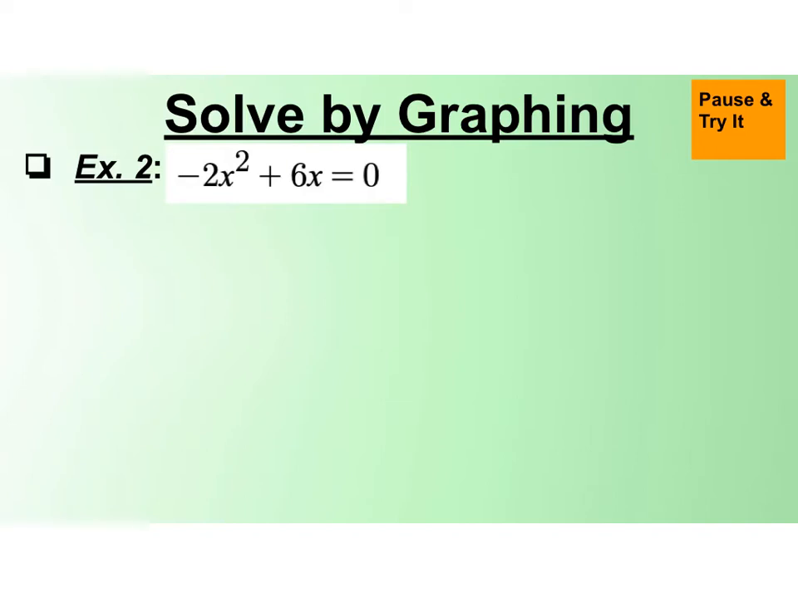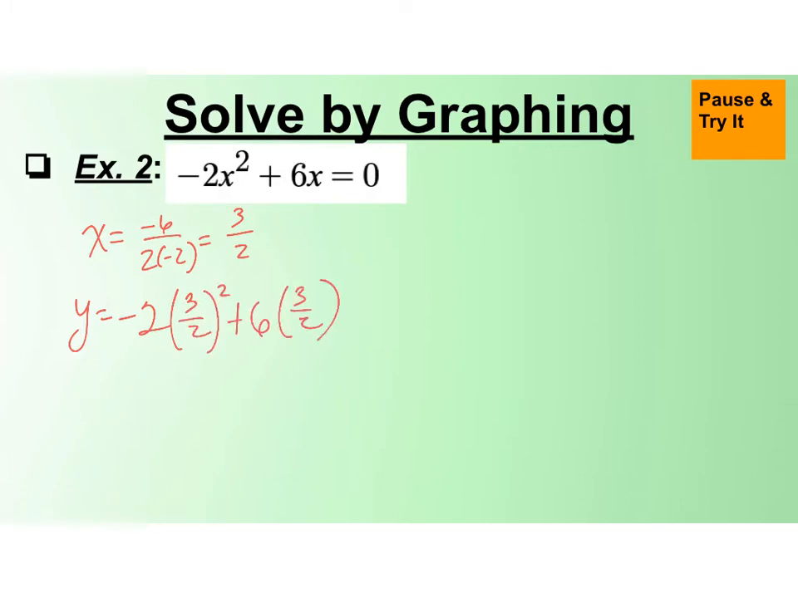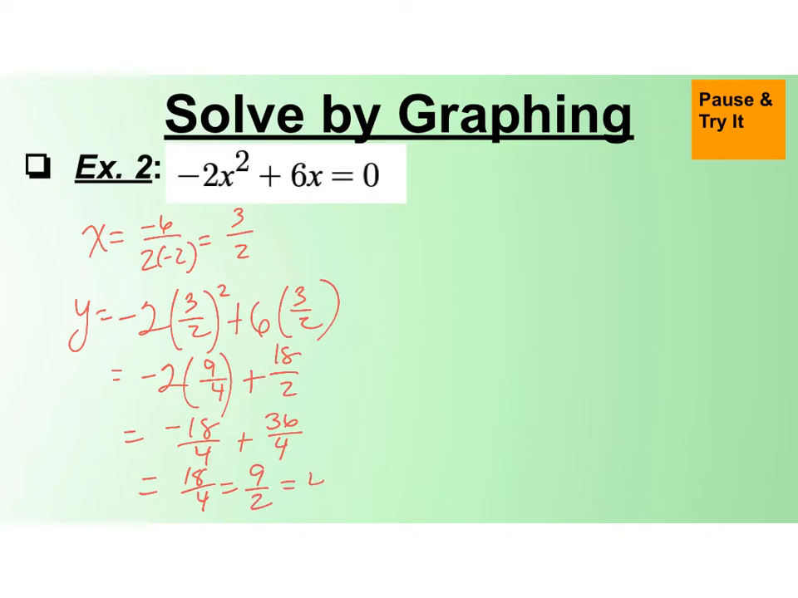All right, well, it is in standard form. It is set to 0, so that's good. I'm going to go ahead and find the x of my vertex. That's negative 6 over 2 times negative 2, which is 3/2. I'm going to find the y of my vertex. And that becomes negative 2 times 9/4 plus 18/2, which is negative 18/4. Get a common denominator, so 36/4 minus 18/4 is 18/4, which is 9/2, which is 4.5. So my vertex is (1.5, 4.5).